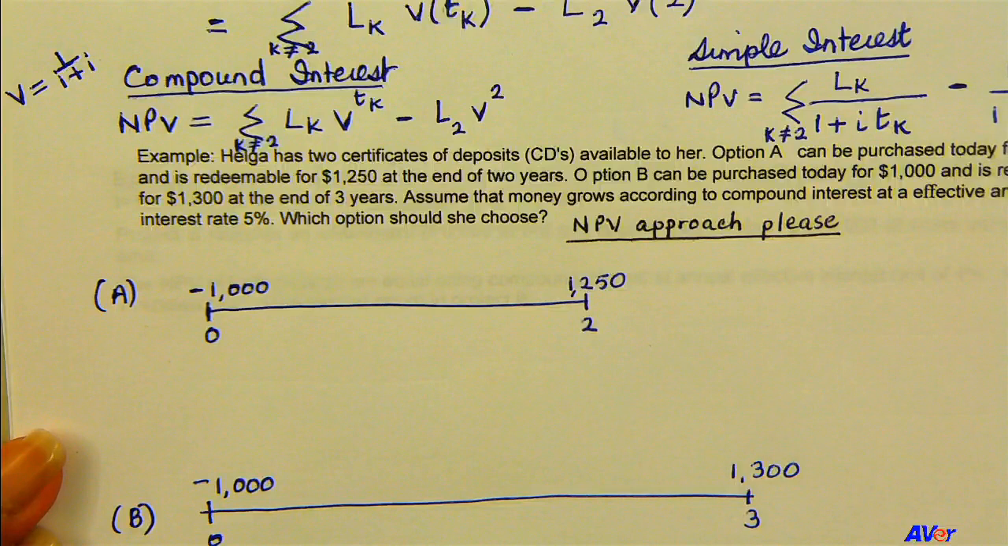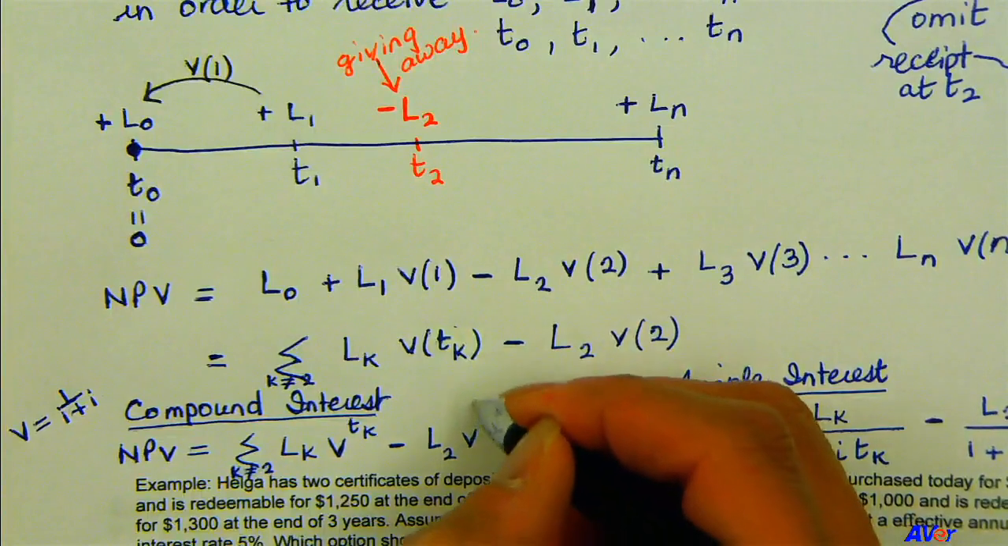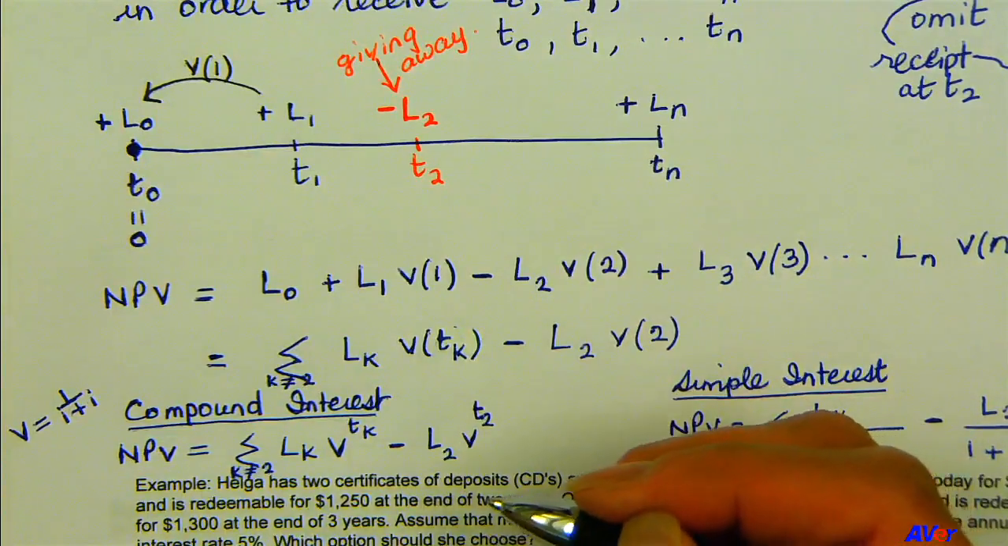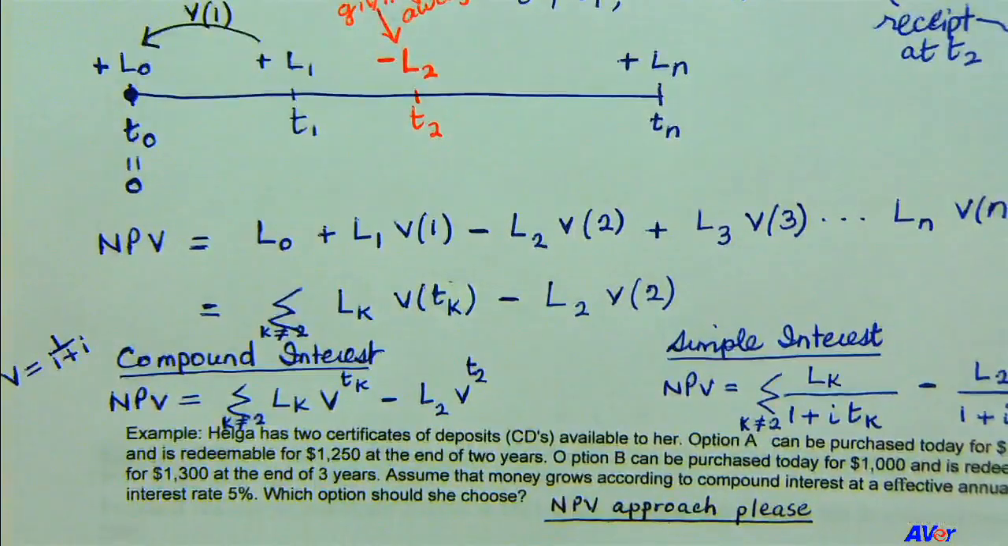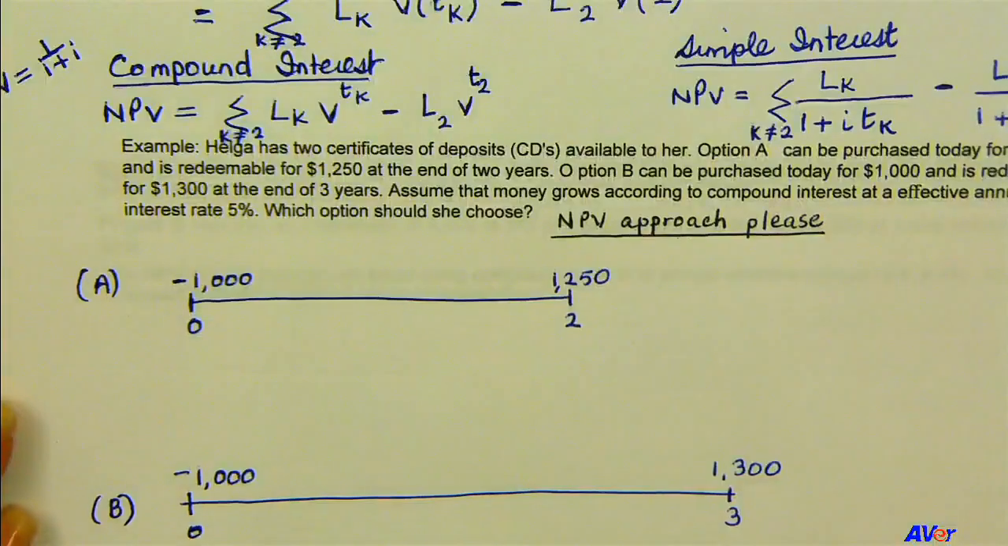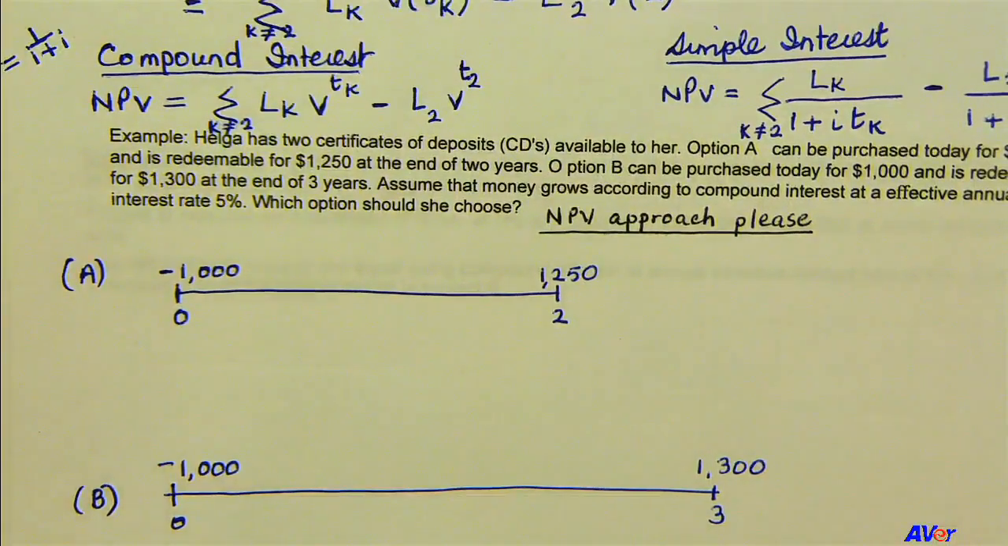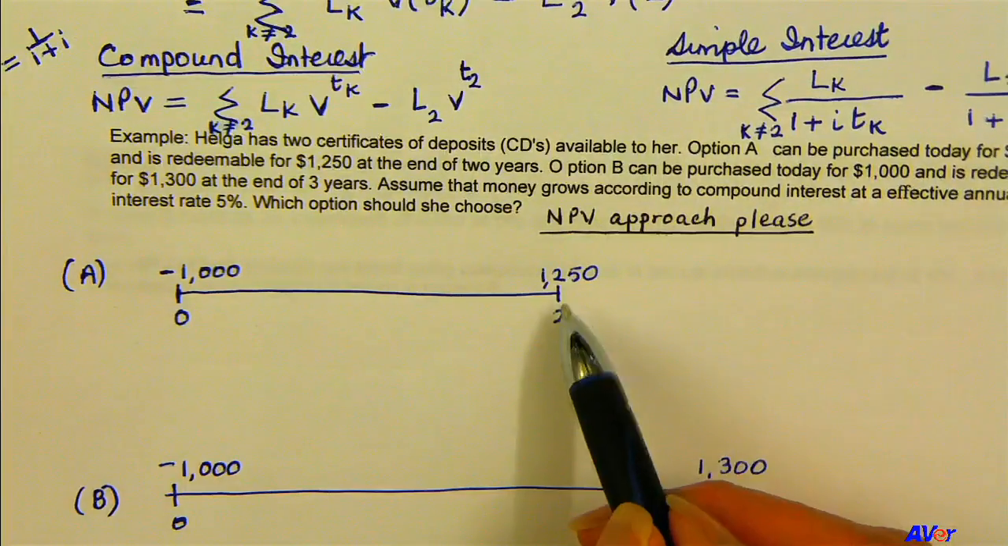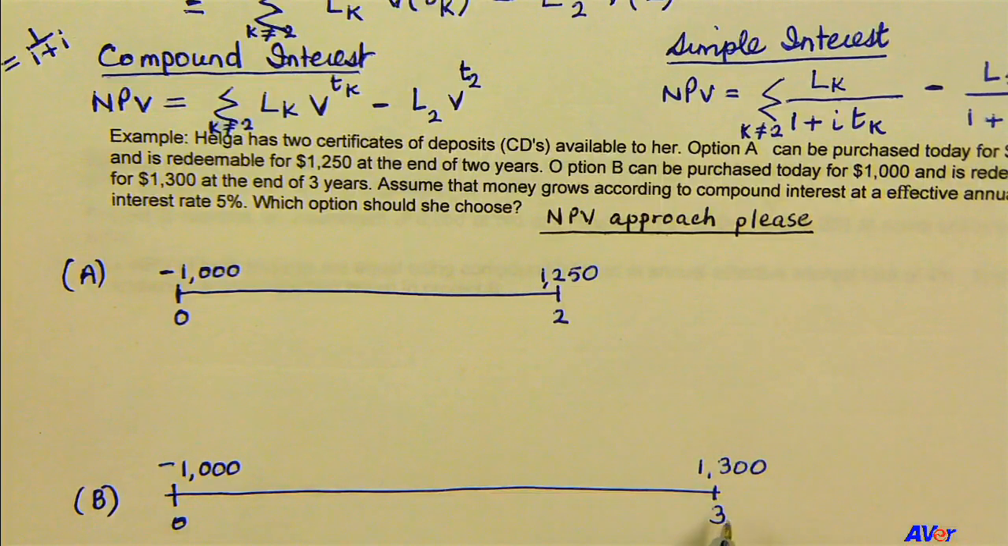Sure, we can go back. For the compound interest, is it minus L2 V to the T2, or is it V? Yeah, thank you. T2. T2 happens to be 2, but I dare not say just 2. Okay. So here she puts in 1,000 and receives $1,250. Here she puts in 1,000 and receives $1,300. And it's saying use compound interest at 5%. Which option is better? Please use the net present value approach. That's what it's asking for.